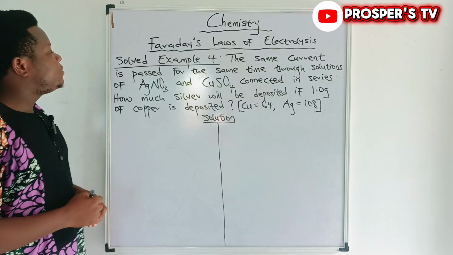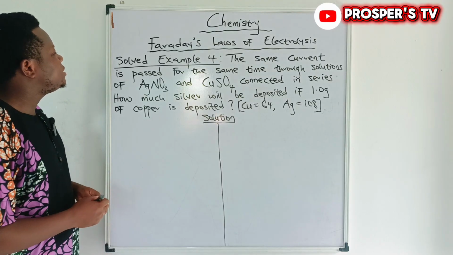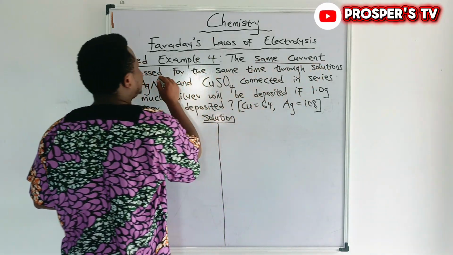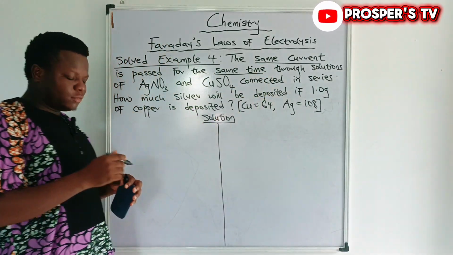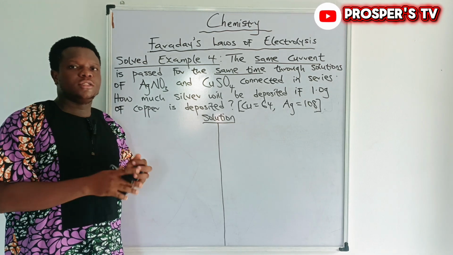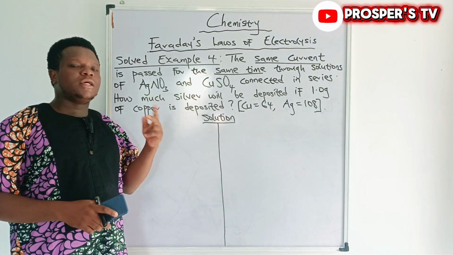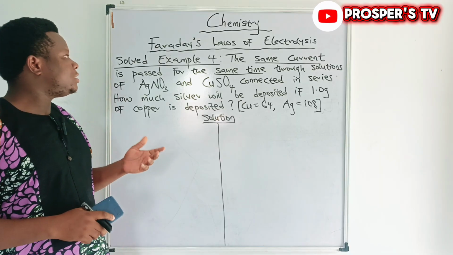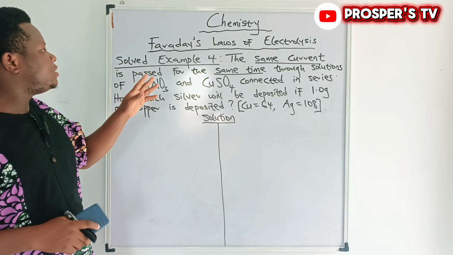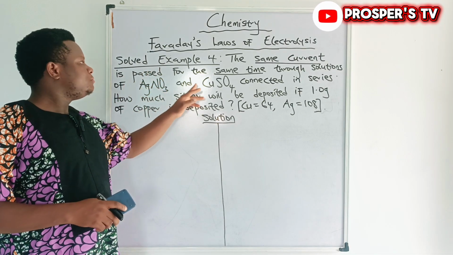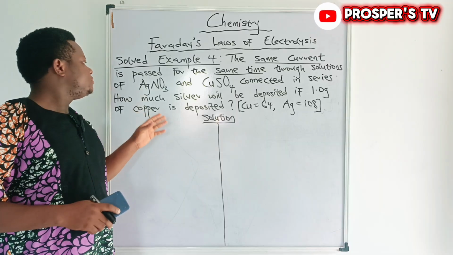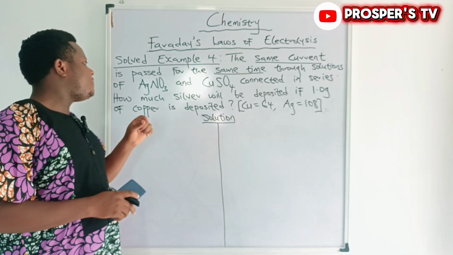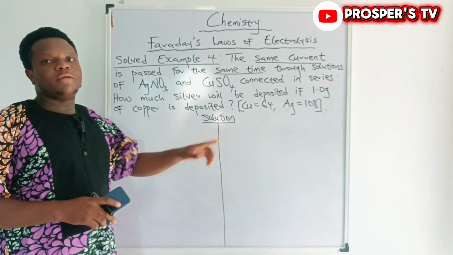All right, now let's look at this fourth example. It said the same current is passed for the same time. This is already a statement of the second law of electrolysis. Because we have the same current and same time, it means our quantity of electricity is equal, which is current times time. So if the same current is passed for the same time through solutions of this and this connected in series, how much silver will be deposited if 1.0 grams of copper is deposited?